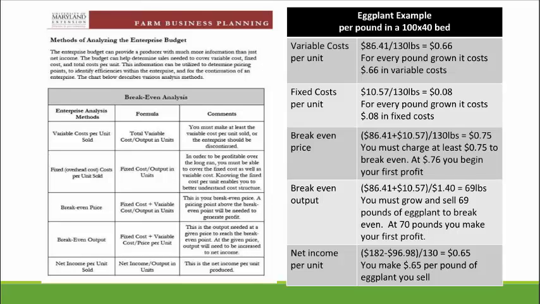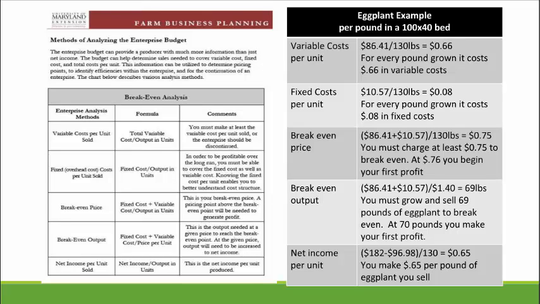So to go through each one of these, once you have your enterprise budget, you can figure out what your variable costs are per unit. So how much is it costing me per unit? So we go back to our budget. We're able to look at the amount of our variable costs divided by our 130 pounds of expected yield. And we know that for every pound of eggplant grown, it costs 66 cents in variable costs. And again, that includes labor, it includes fuel, and then all your seed and chemical and mulching input costs.